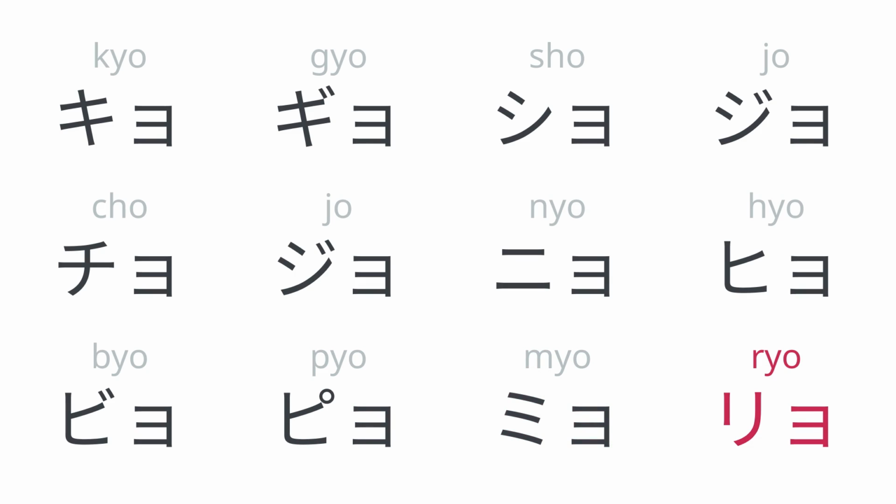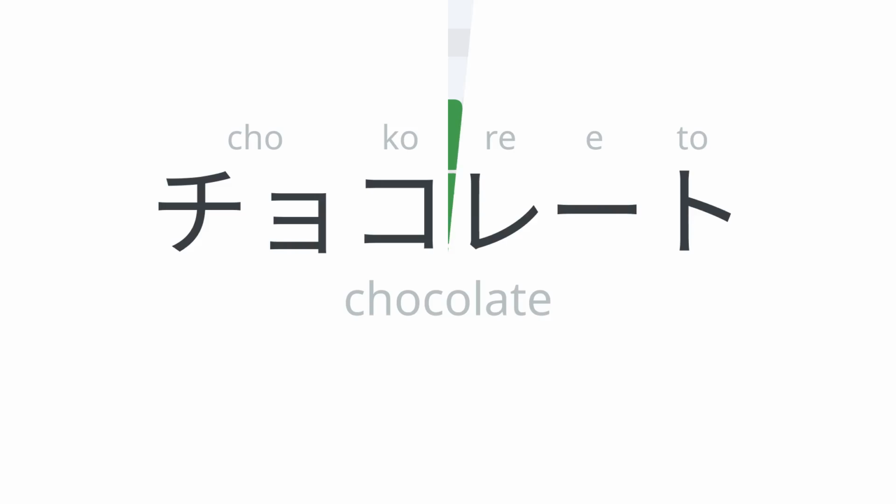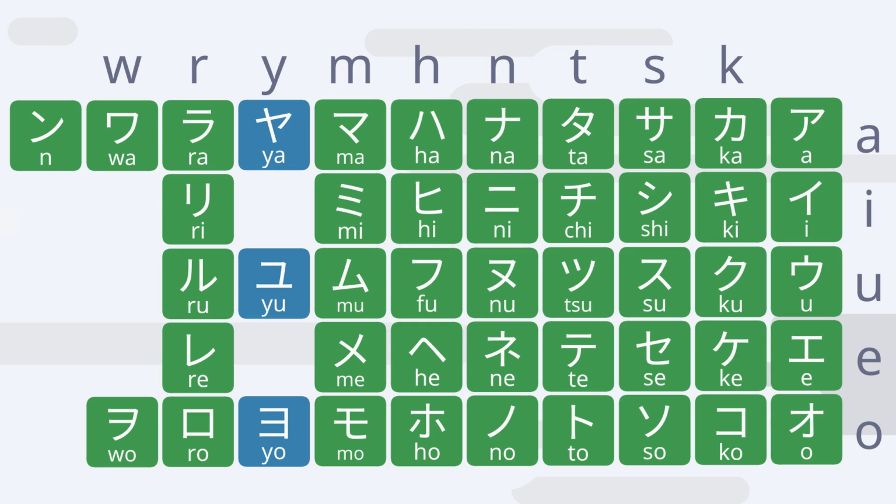ryo. 胡椒、胡椒。ジョーカー、ジョーカー。チョコレート、チョコレート。We went over the small ya, yu, yo characters.